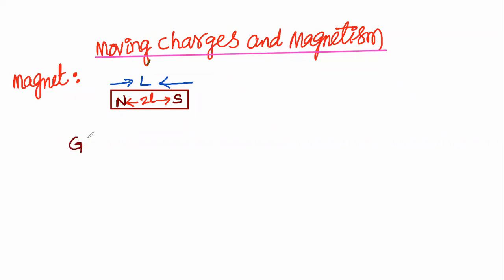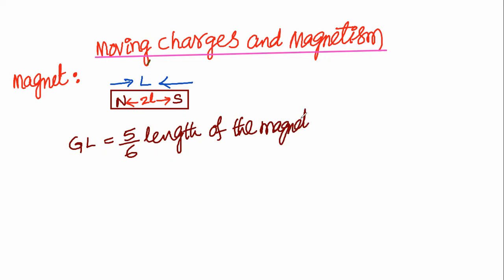So geometrical length of the magnet is equal to 5/6 of the length of the magnet. Geometrical length is L. L is equal to 5/6 of the 2L. This is regarding the length of the magnet.